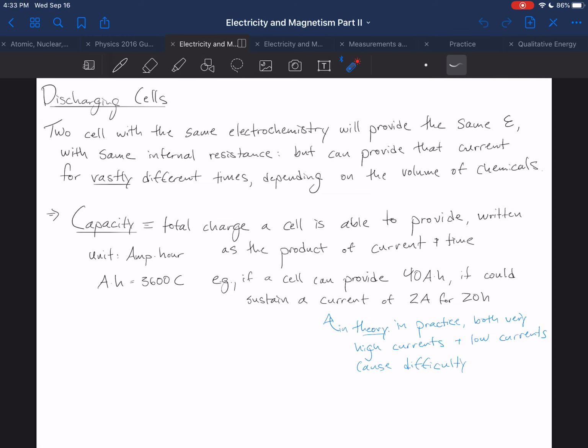As you discharge cells, there are at least a couple of important facts to know about how cells discharge. Two cells with the same electrochemistry, so the same chemicals inside, will provide the same EMF with the same internal resistance. But they can provide that current for vastly different times, depending on the volume of the chemicals involved. And this idea, the fact that some batteries can be used for a lot longer to provide the same EMF or the same current, is known as the capacity of the battery.